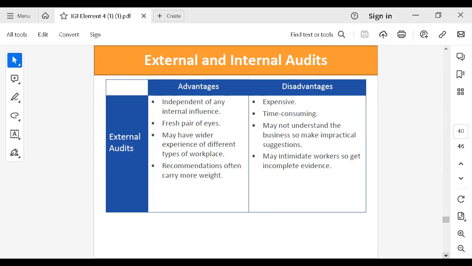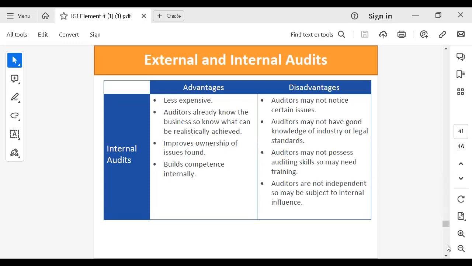They may intimidate workers, so the auditor gets incomplete evidence. During the audit, the workers may be afraid of the auditor, and so the auditor will get incomplete information during the audits.